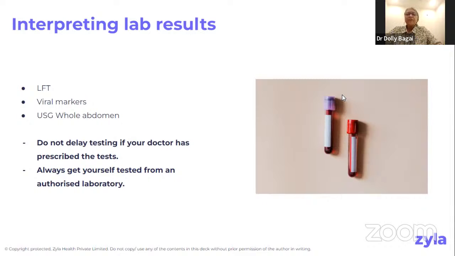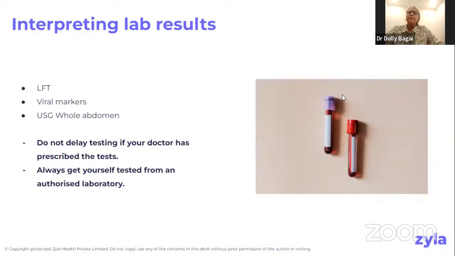We need some special tests also, wherein we do blood ammonia and we do the prothrombin time, which we doctors say PT-INR, to see if there is any deficiency of vitamin K occurring so that we can give the injection of vitamin K. And if the patient is going into a coagulopathy. So we are doing these tests, and do not delay the testing.